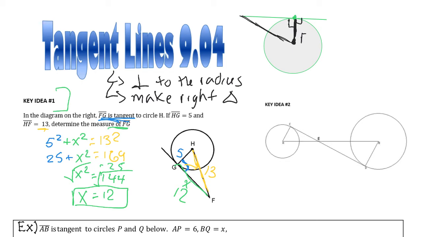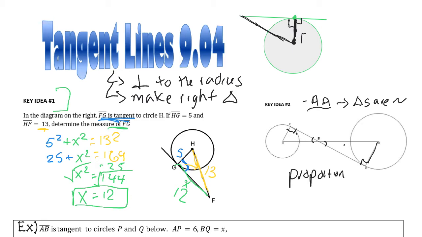Our second key idea is if I have two tangent lines and two circles. So now I have two triangles. Well, I know if these lines are tangent to the radius, they make 90-degree angles. So they're both right triangles. So that's one angle the same. Well, they also have this angle the same because they're vertical. So that's another angle the same. And two angles prove these triangles are similar. So we could set up a proportion.